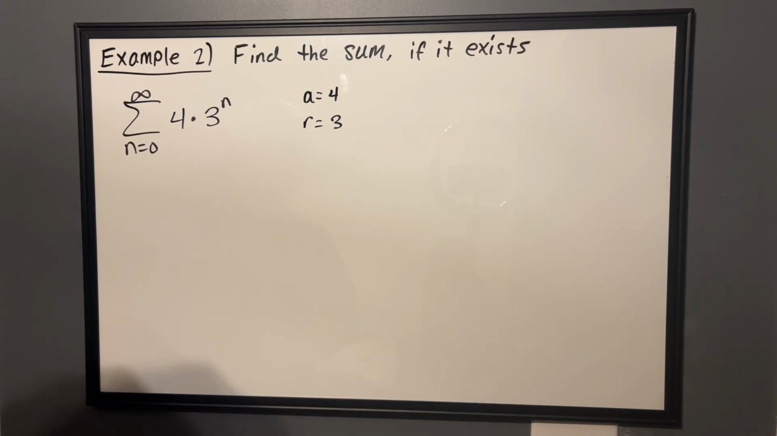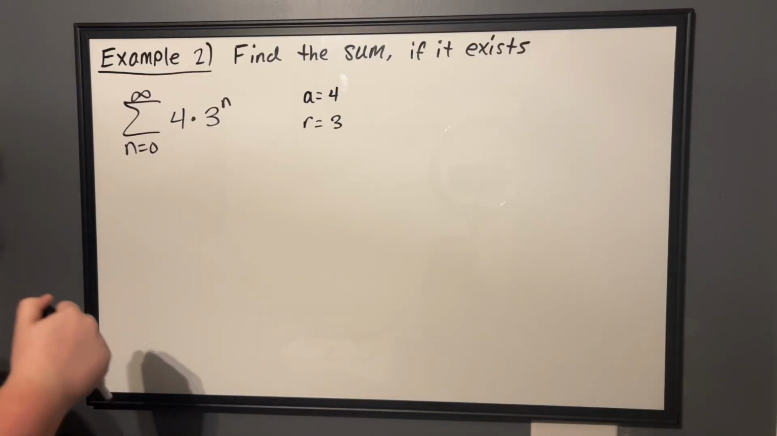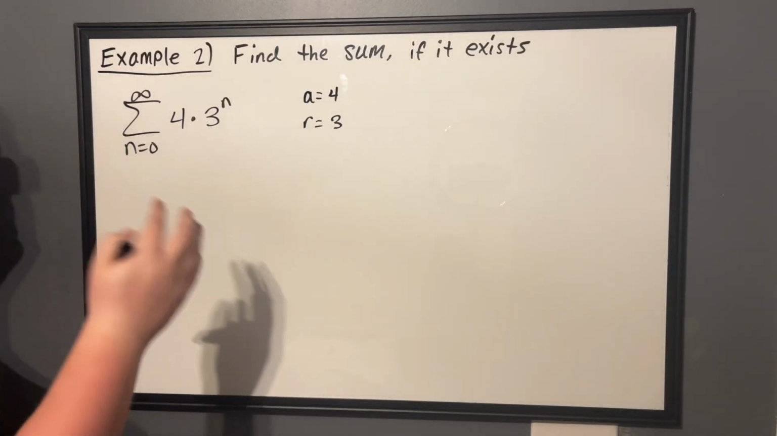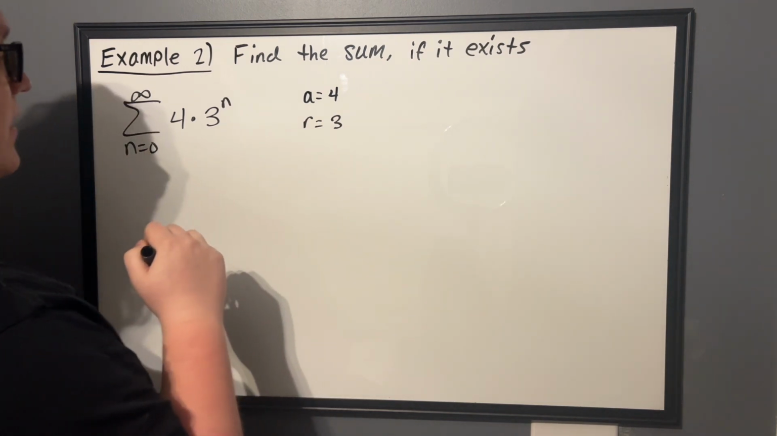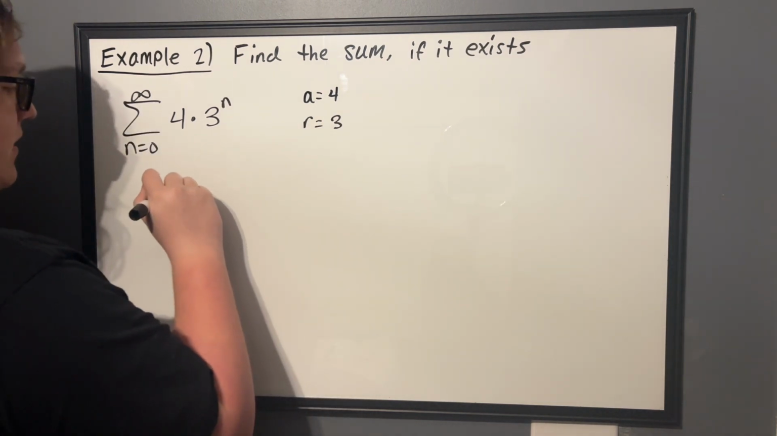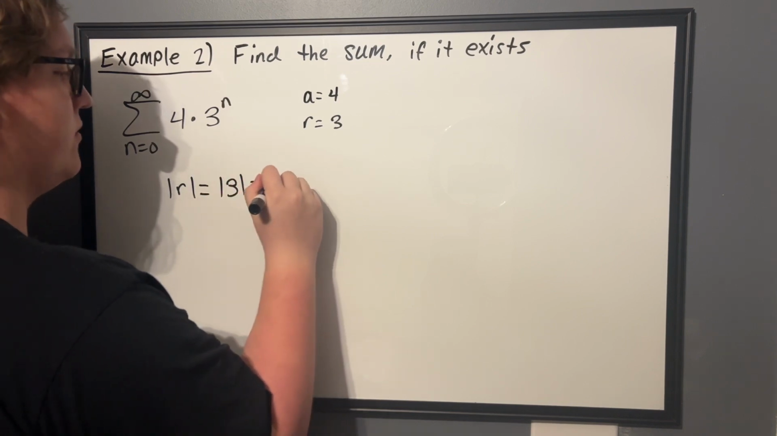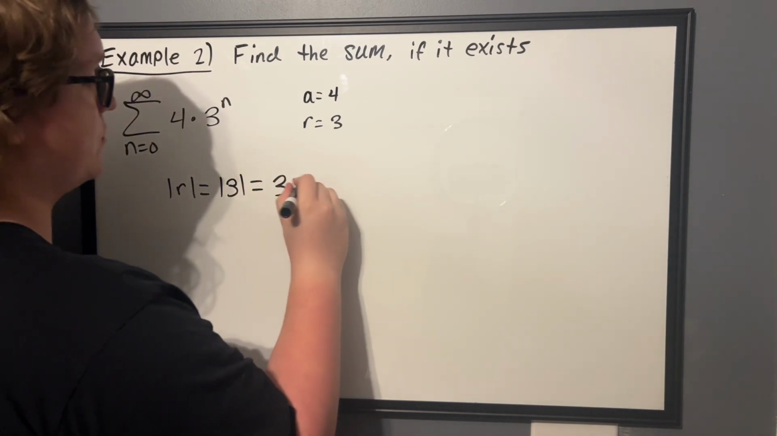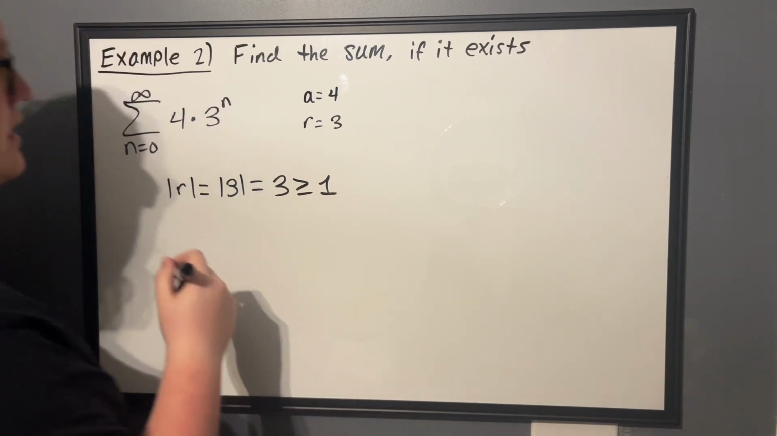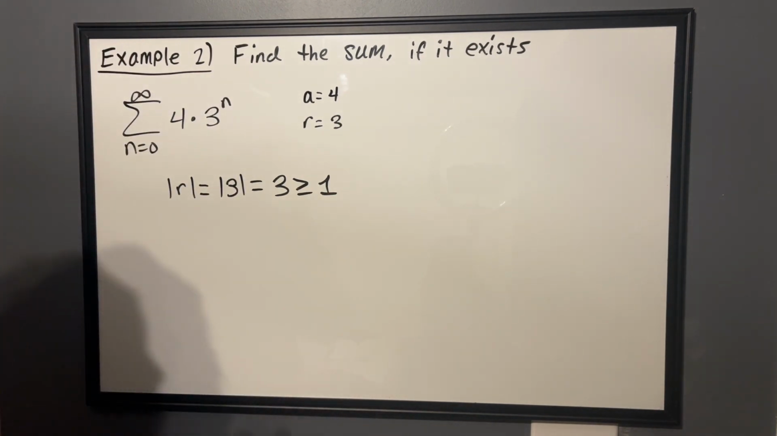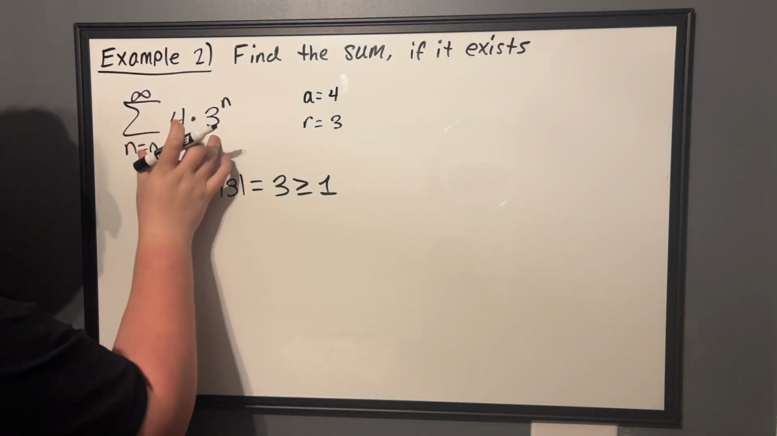Okay, so you might be tempted to just go ahead and plug immediately into the sum formula, but we need to make sure we check this absolute value of r. So the absolute value of r is equal to the absolute value of 3, which is equal to 3, and 3 is greater than or equal to 1. So because of that, we automatically know that this series diverges.